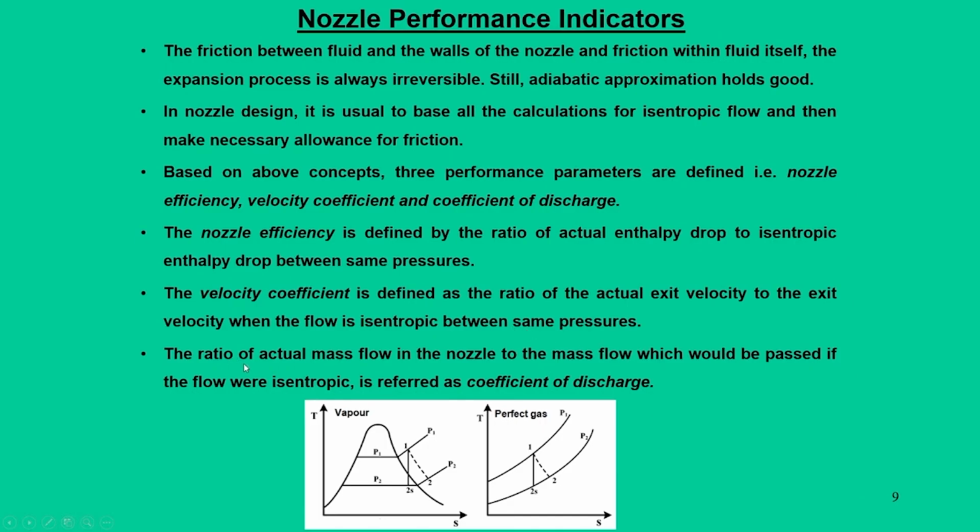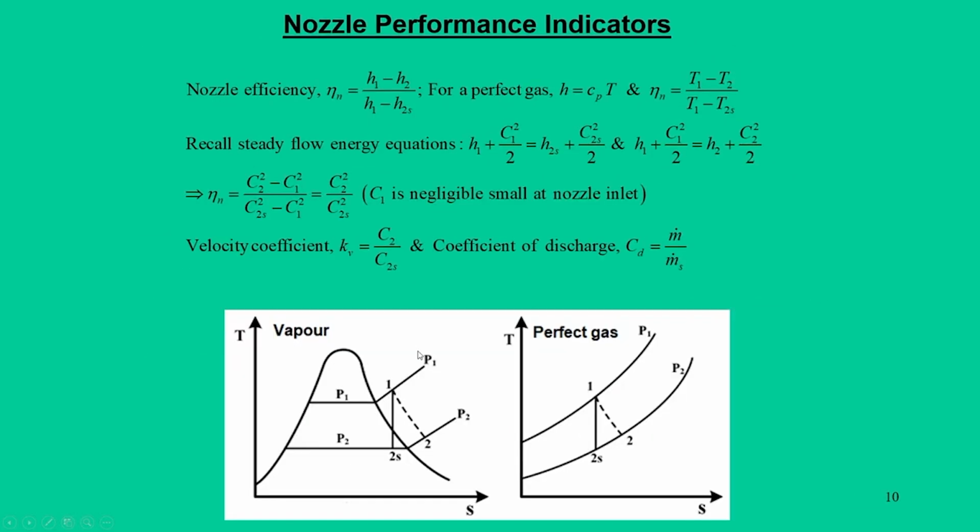And the third one is the ratio, the coefficient of discharge, which is defined as the ratio of the actual mass flow rate of the nozzle to the mass flow rate which would be passed if the flow is isentropic. So, based on our definitions, mathematical expressions are given here, referring to this particular figure.